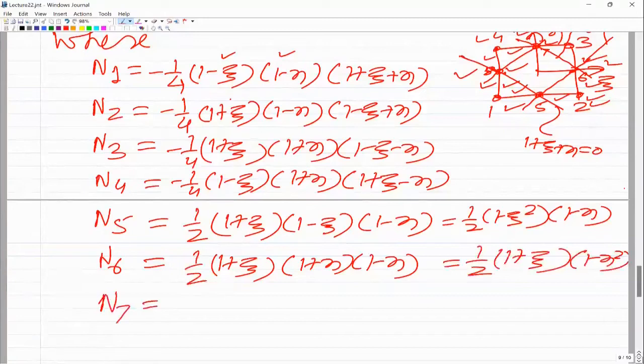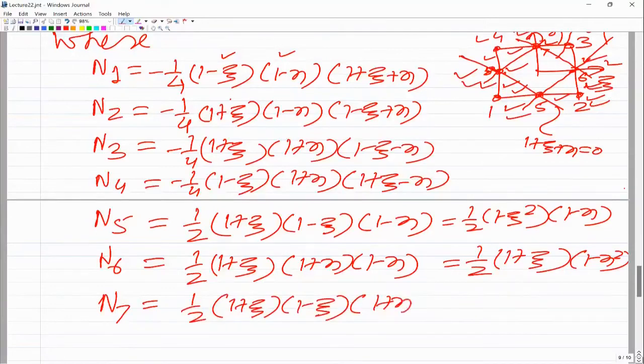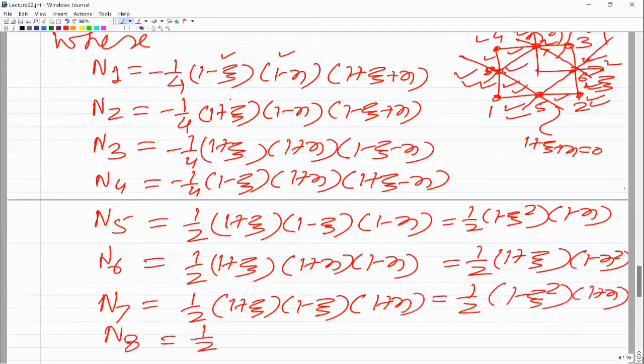Similarly, the seventh shape function n7 would be for this node. We need to take the equations of these lines and this bottom line, following the same logic. So n7 would be basically 1 plus xi, 1 minus xi, and 1 plus eta. You can see that this is half, 1 minus xi square into 1 plus eta. And the eighth shape function would be, in the same way, 1 by 2 for this node. For that you have to write the shape function using the equations of the top line, bottom line, and the right side line.